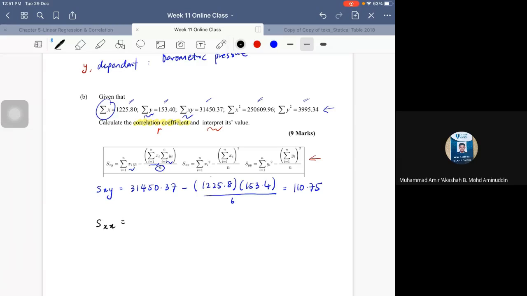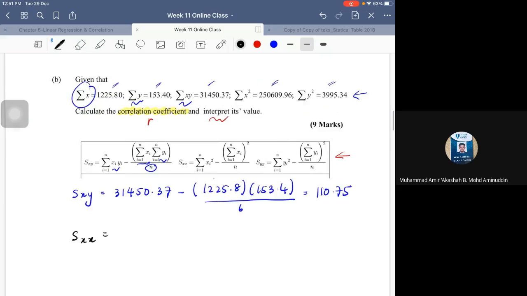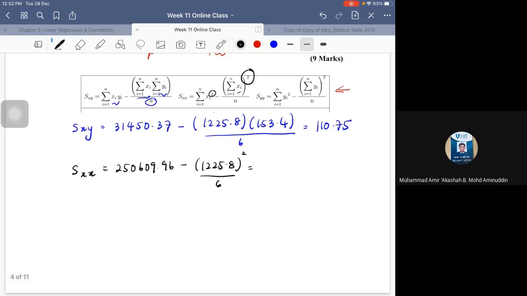So it's going to be pretty much the same idea. Previously we used sum of x, but now it's going to be sum of x squared, which is represented right there. So I'm going to have a value of 250,609.96. And according to the formula, that is minus sum of x, which will be 1225.8, but then it has to be squared, and again over the sample size, which is going to be 6. So calculate that for me first.